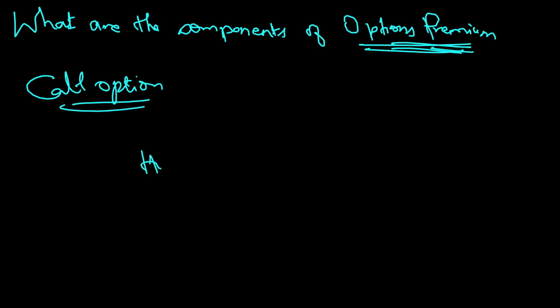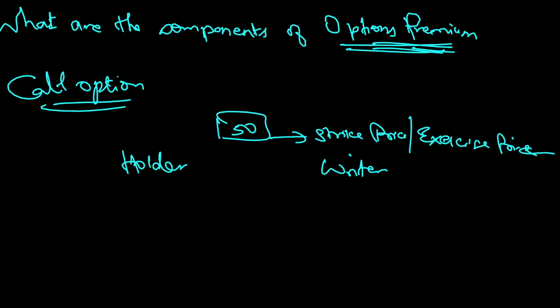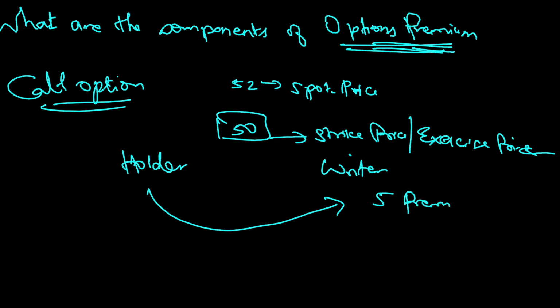So there is a holder over here and there is a writer, and they both are entering into a contract. And imagine the strike price is 50. The strike price, which is also called the exercise price, is 50. And imagine the spot price is 52 and the premium is 5. So this 5 is the premium. The holder is getting the right to buy in a call option.